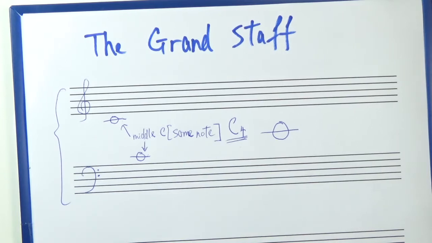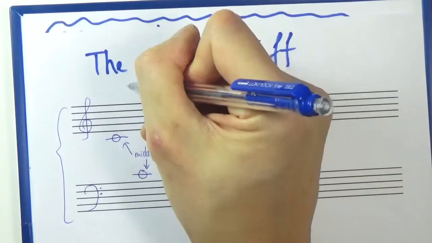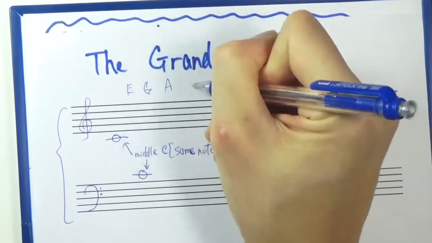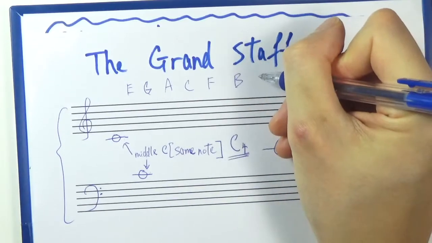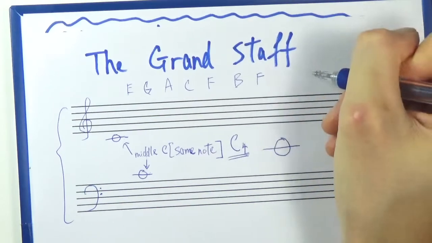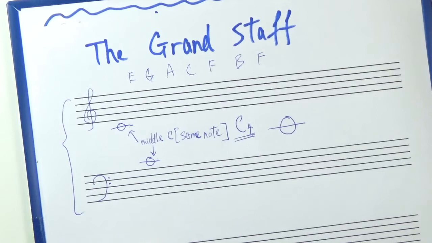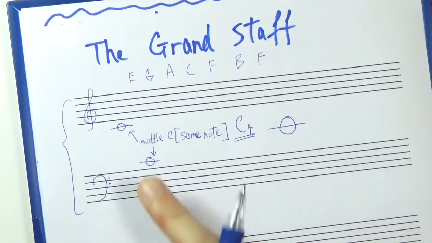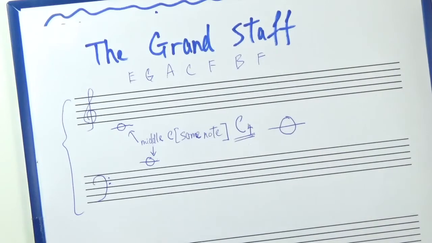And today our goal is to do some exercise and get ourselves familiar with the notes here. So what I'm going to do is I'm going to write out a bunch of random notes. Alright, so I think that's enough. And then what we're going to do is we're going to write out all the E's that we can find in this grand staff.